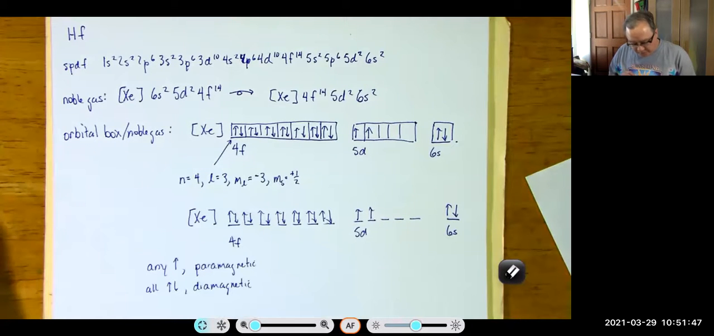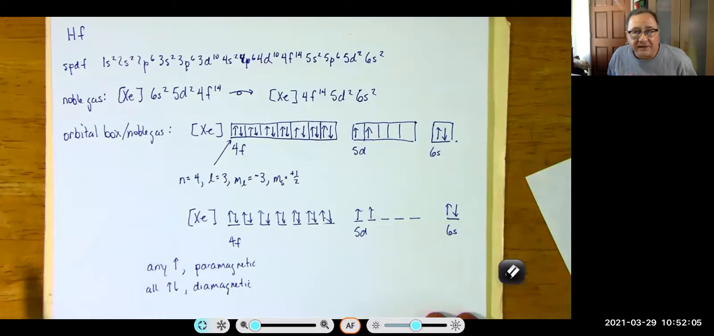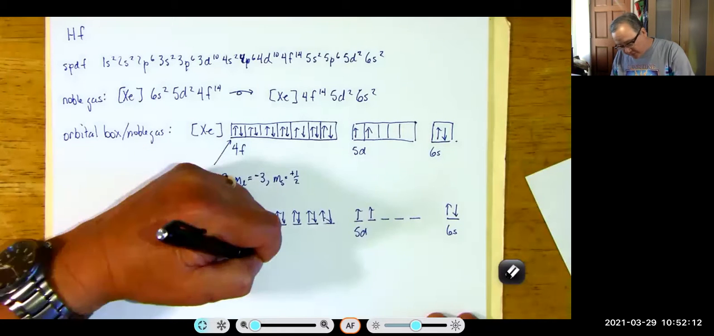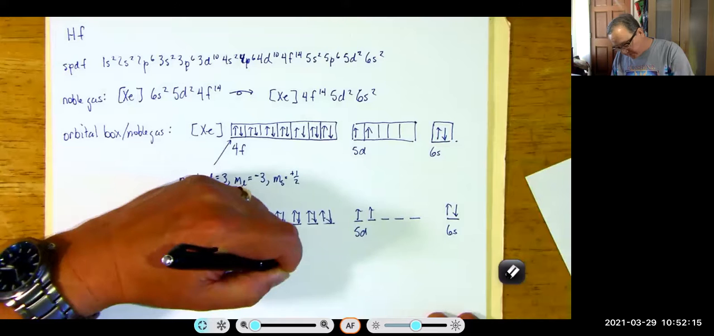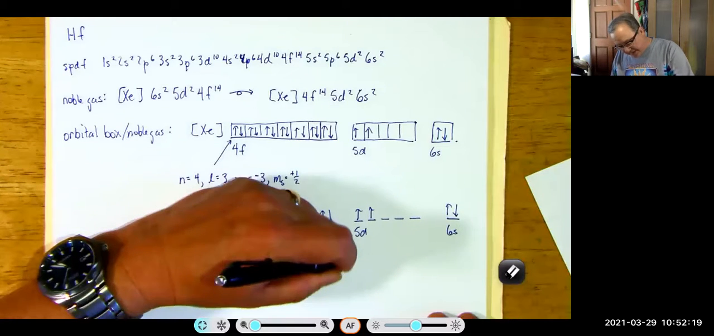Now, how do you know something's ferromagnetic? You can't tell by looking at the electron diagram. The only way to tell if something is ferromagnetic is that you put it next to a really big magnet, and if it becomes magnetized, it's ferromagnetic. So paramagnetic means it's attracted to a magnet, and diamagnetic means it's repelled.